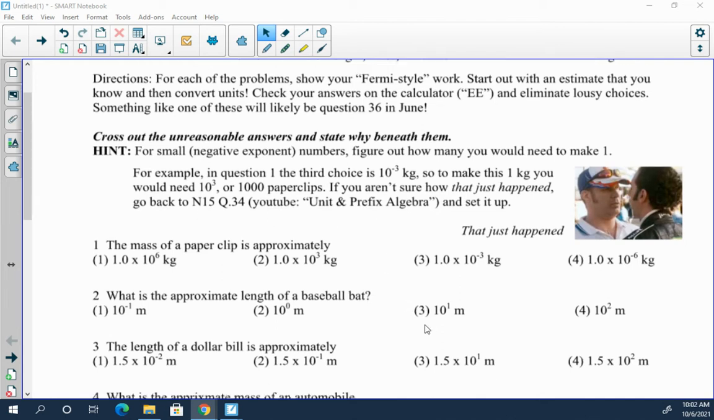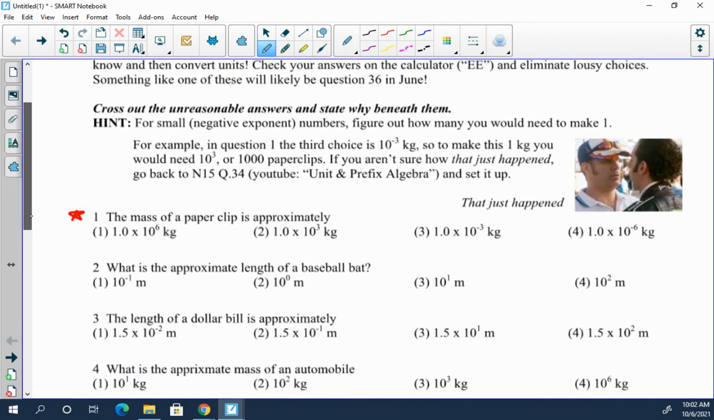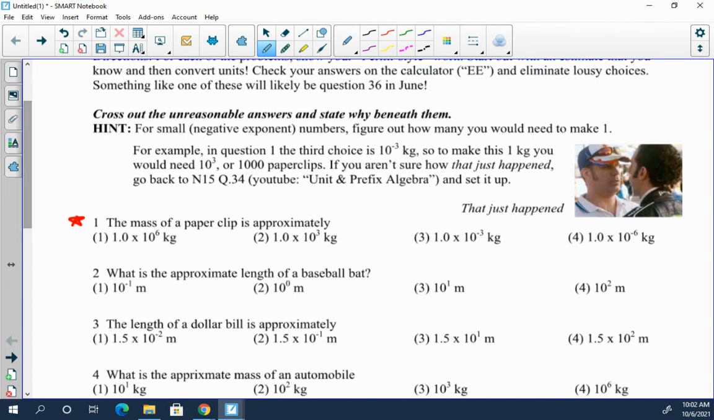But let me cut straight to it on this one. You get a question like this: the mass of a paperclip is approximately. You're not going to know this. Who knows the mass of a paperclip offhand? But what you can do is cut out junk answers. In fact, on almost every one of these, and yes, these are test questions, and yes, these are Regents questions. In fact, they put one on every year. You can cut out junk answers. There's generally two of them.